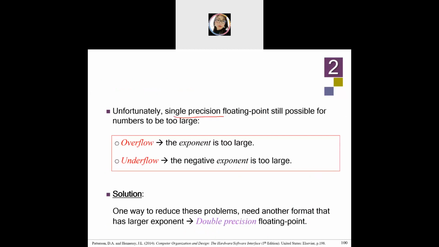Unfortunately, single precision floating point still cannot represent numbers that are very large, so it has overflow and underflow. That's why the solution comes in with double precision, which is 64 bits. This is just the story of why you need to have double precision.